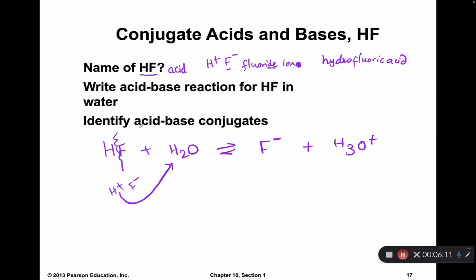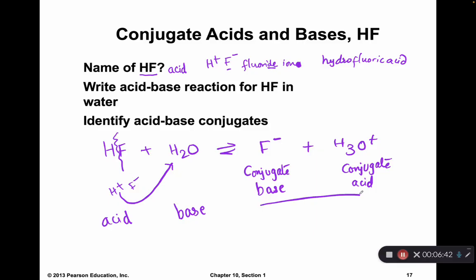Now identify the acid-base conjugates. So HF is the acid, and water is a base, right? And I have here the leftover, or I can say the conjugate base. The acid gives away and forms the conjugate base, and the base forms the conjugate acid. So I have here the conjugate acid.